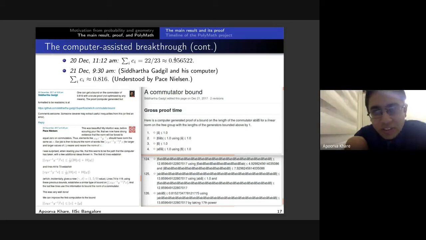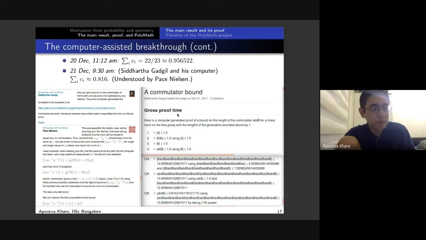And that is a huge improvement. Of course, we want to go to zero, so this is still as insignificant as anything else. Here is Siddhartha's proof. He made the computer write it down in a good format. Here is a computer-generated proof for a linear norm on the free group. And so the proof is written like an undergraduate understands a proof.